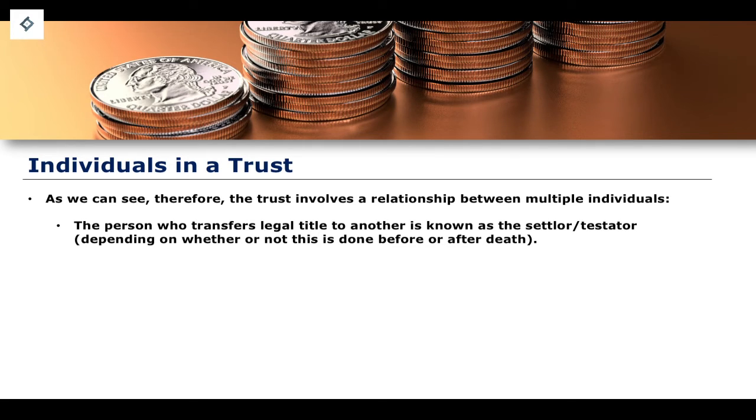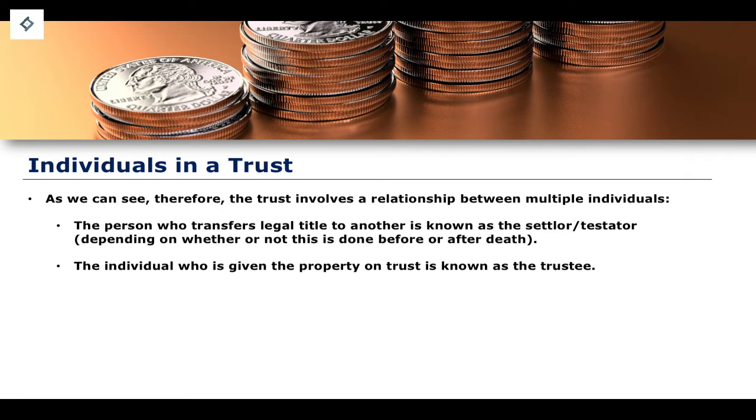So if ever I'm talking about the creation of trusts, the settlement of trust properties, and I'm talking about the relationship or the role that is played by a settlor or a testator, you know that that is the individual who is the original owner of the legal title, who is transferring that legal title to another individual, and in doing so creating a trust. The individual who is given this legal title and is told to hold this property on trust for another individual is known as the trustee.